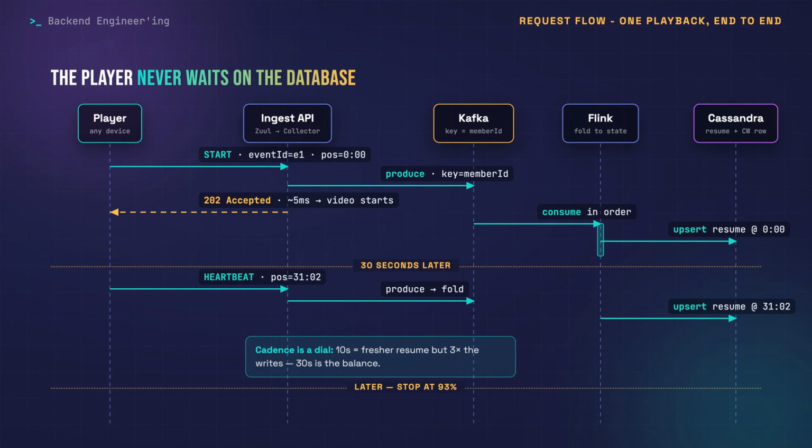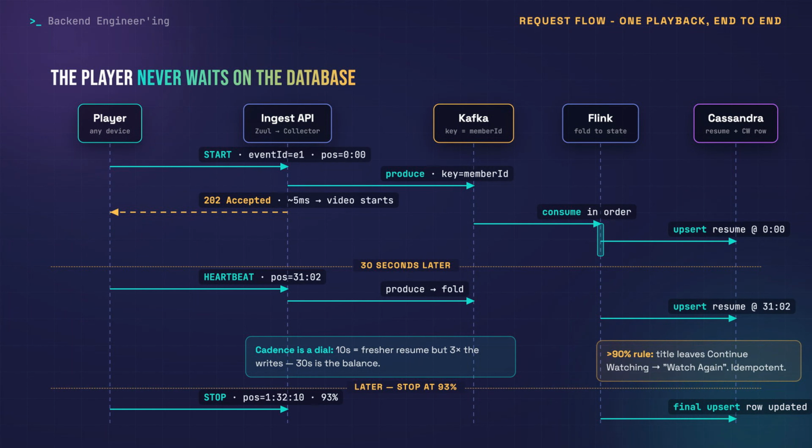Then later you stop 93% of the way through. That final event updates the row one last time. And because you are past 90%, the title drops out of continue watching and into the watch again. And notice the player never once waited on the database.